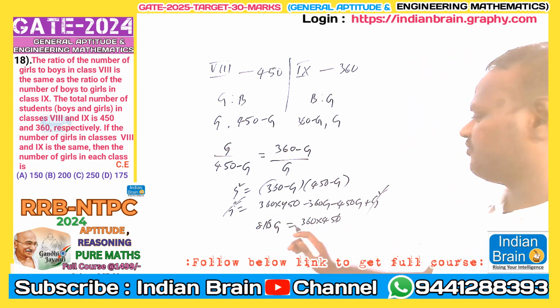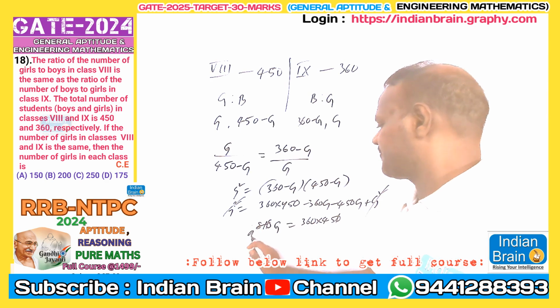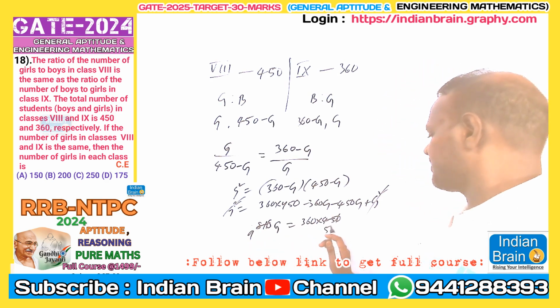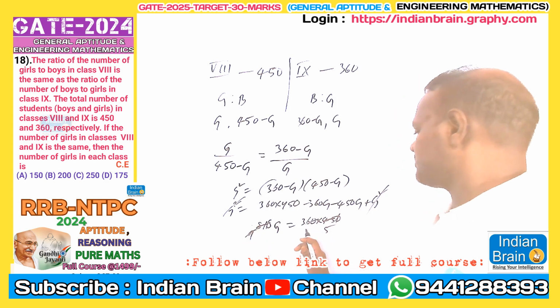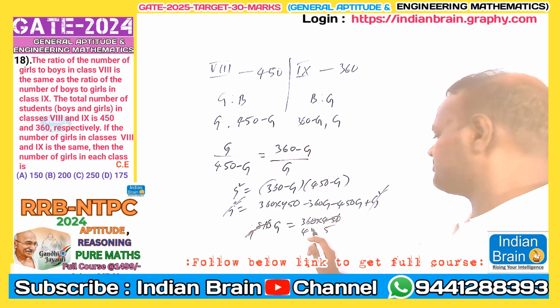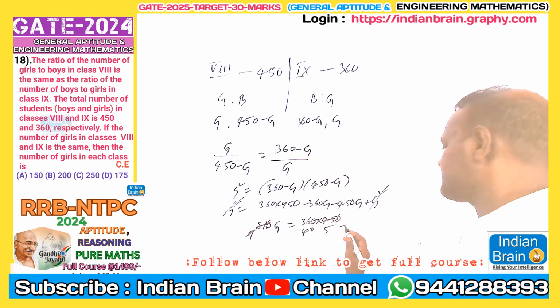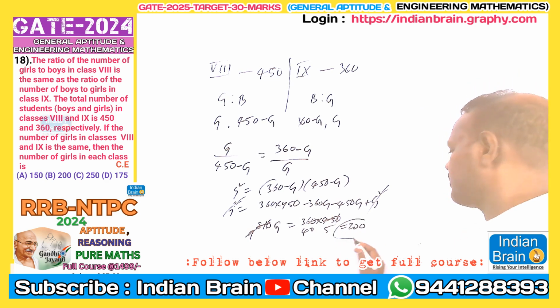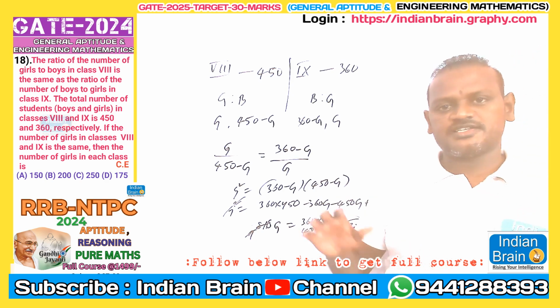Now I can go for the 9 table. 9 5s are 45, 9 4s are 36, so 4 5s are 40 times, right? 40 into 5 will be 200. That's it. The answer will be 200. Number of girls in each class will be 200.